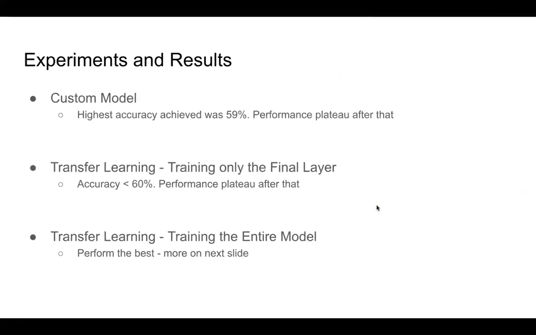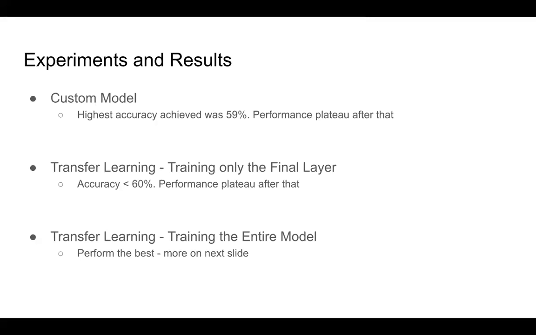While working on this project, we did a lot of different experiments, and we learned a lot from this project. Here are the experiments that we have done and the results that we got. First, we decided to implement a custom model just to better understand how deep neural networks do image classification tasks. So we based our custom model on the VGG16 model. For this model, the highest accuracy that we achieved was 59%. But after that, no matter how long we kept training the model, the performance just got stuck around 55% to 60%.